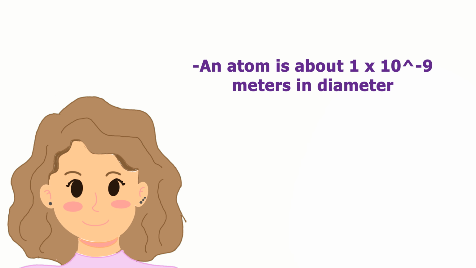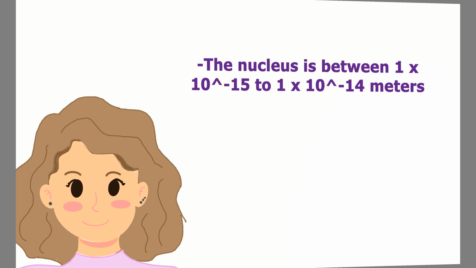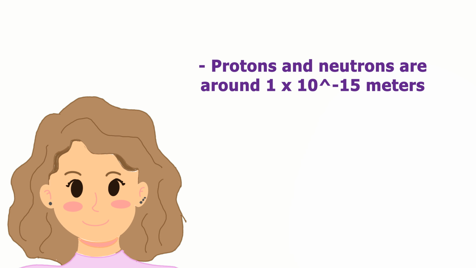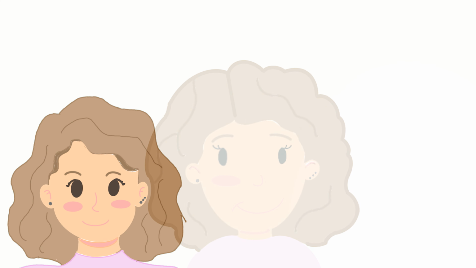The scale of subatomic particles. To give you an idea of scale, an atom is about 1 times 10 to the negative 9 meters in diameter. The nucleus is between 1 times 10 to the negative 15 to 1 times 10 to the negative 14 meters. Protons and neutrons are around 1 times 10 to the negative 15 meters. Electrons are much smaller, around 1 times 10 to the negative 18 meters.